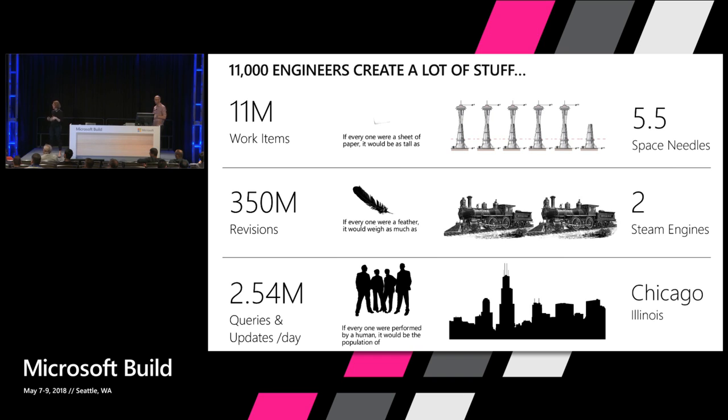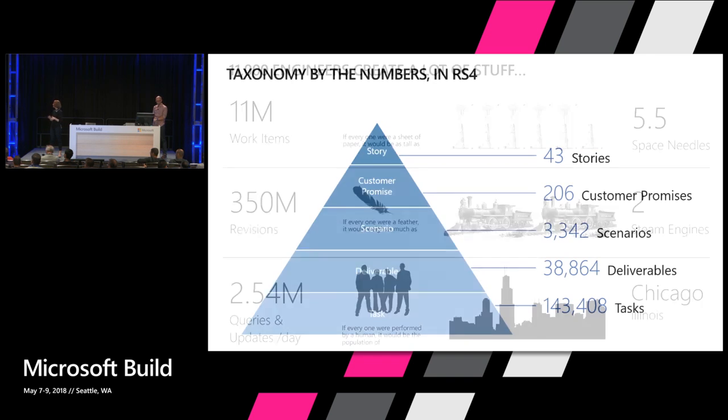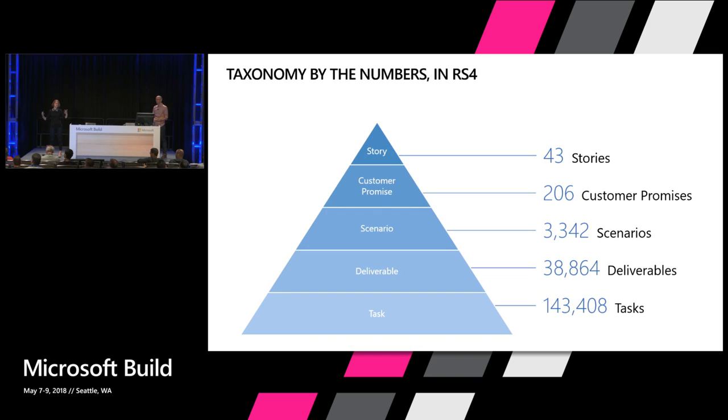We have 11 million work items in our account. We have 350 million revisions in our account. We run 2.5 million queries and updates a day. So having that level of data in the system is overwhelming. And so we use the taxonomy to keep it aligned, to keep it focused, and to help us understand what's the work we need to focus on for the thing we're trying to produce, and what's the work the team can just work on independently.